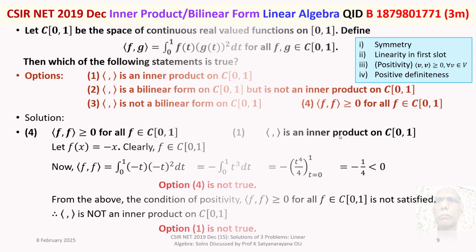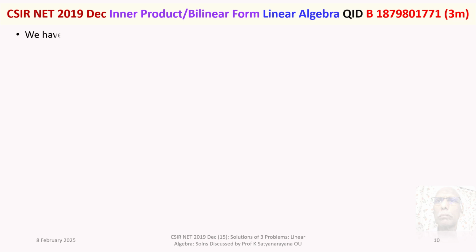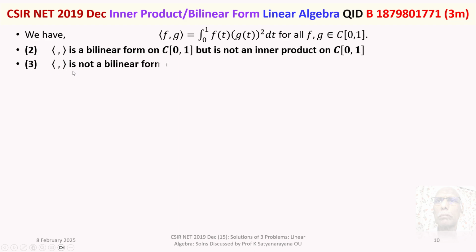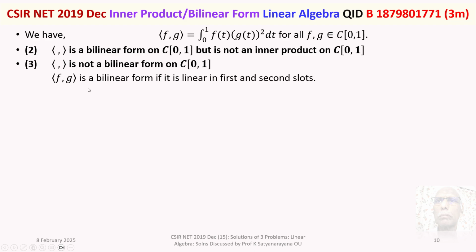Move to the next slide. We have the definition of the bracket, right? And we take option 2. It is a bilinear form on C01 but not an inner product. We have already seen it's not an inner product. Option 3 is not a bilinear form on C01. Now the bracket f g defines a bilinear form if it is linear in first and second slots. Linear in f, linear in g.